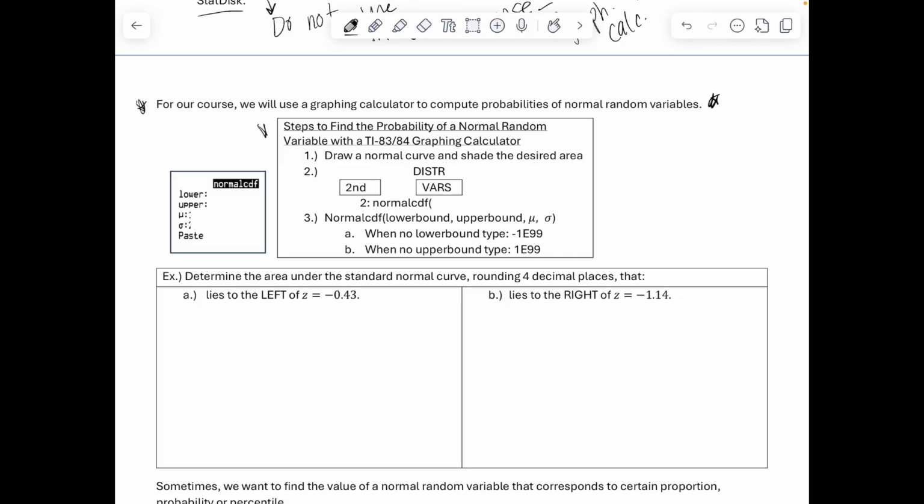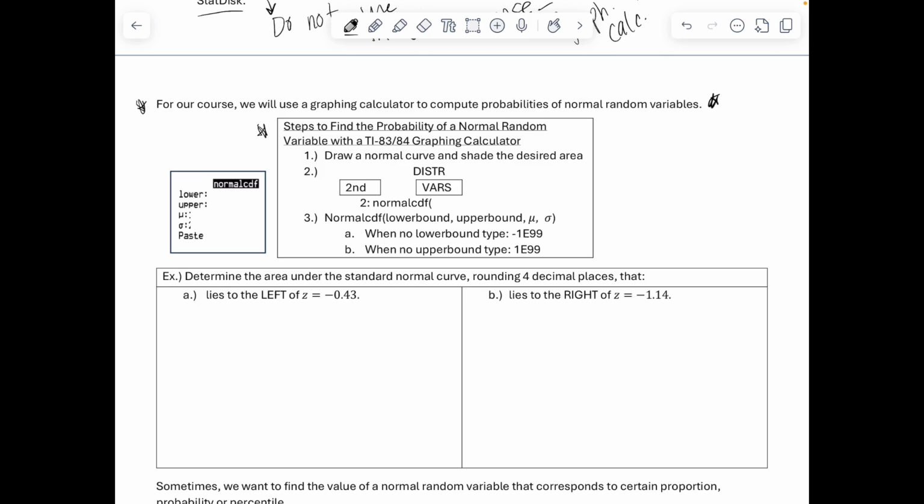So we have listed as our steps to find the probability of a normal random variable with a TI-83/84 graphing calculator. Step 1 is to draw your normal curve and shade in the desired area. Step 2 is to go to second, then the vars button on your graphing calculator, which is distributions, and then go to 2, which is normalcdf. Then you need to enter in your lower bound, your upper bound, your mean, and your standard deviation.